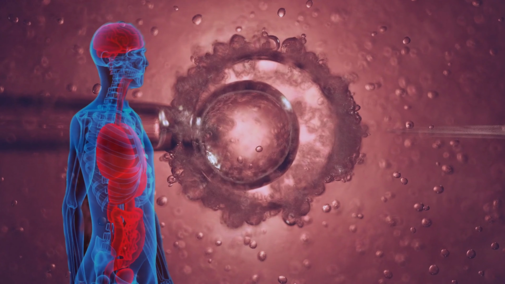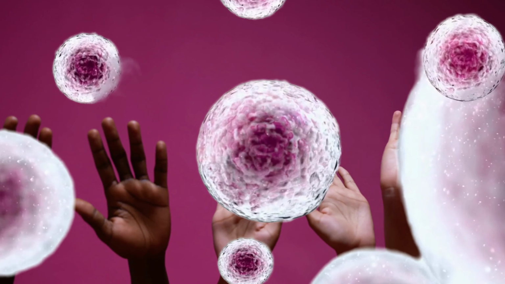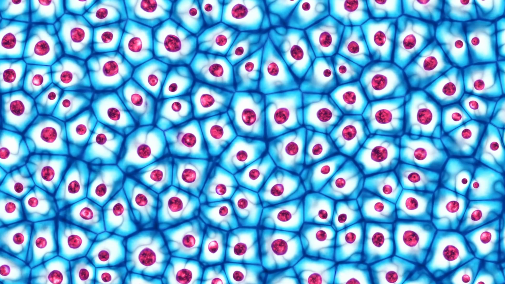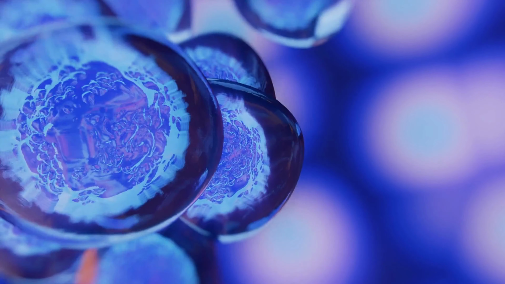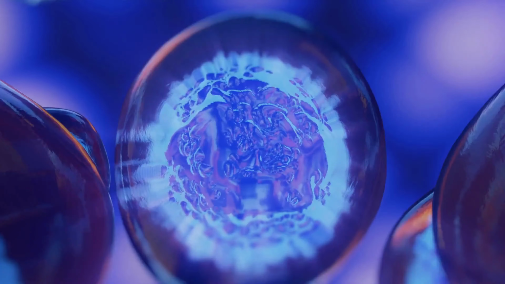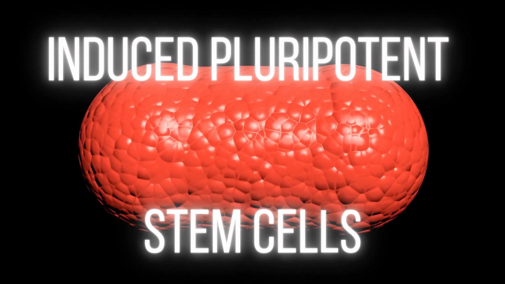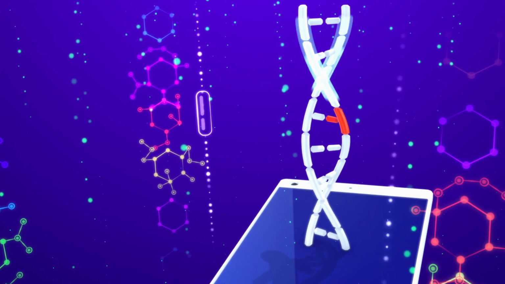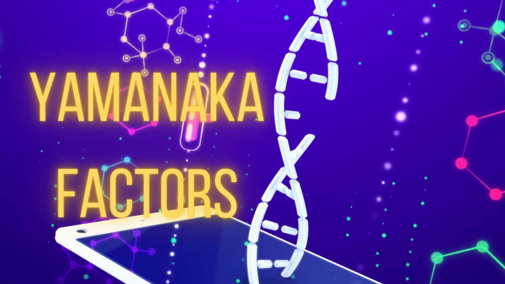Wouldn't it be great if we could just take cells from, say, your skin and make stem cells that are unique and matched to you? A discovery made within the past couple of decades showed that it is indeed possible to take adult cells and reprogram them into cells with properties very similar to embryonic stem cells, called induced pluripotent stem cells, or iPSCs, by inserting active copies of 4 genes that are critical for stem cell function. These genes were named Yamanaka factors after one of its discoverers.